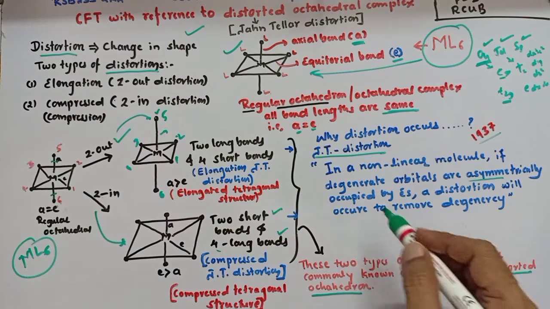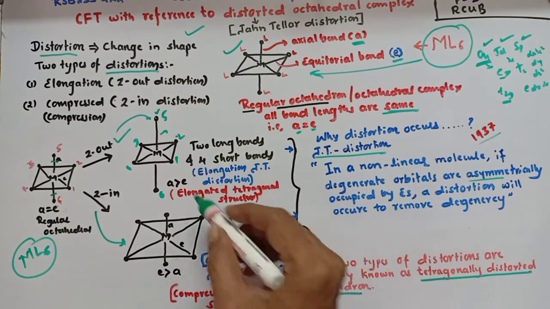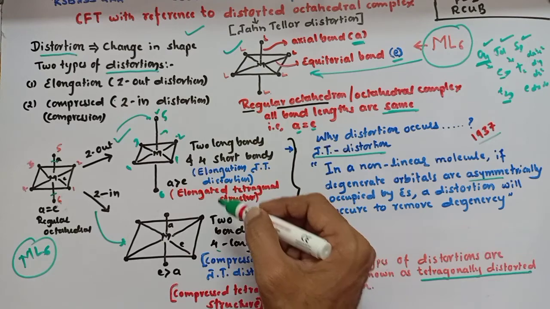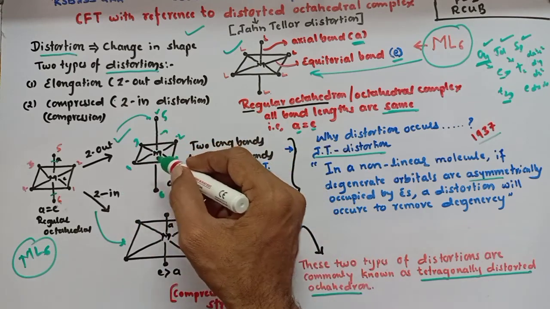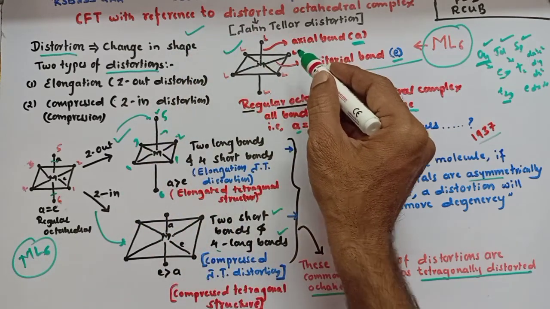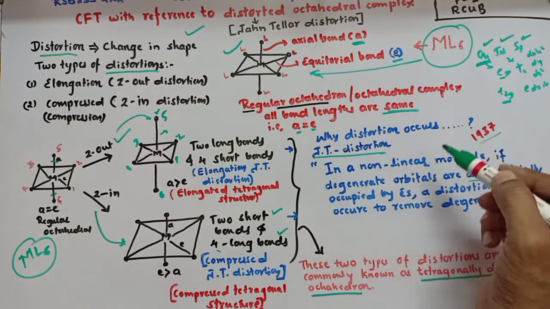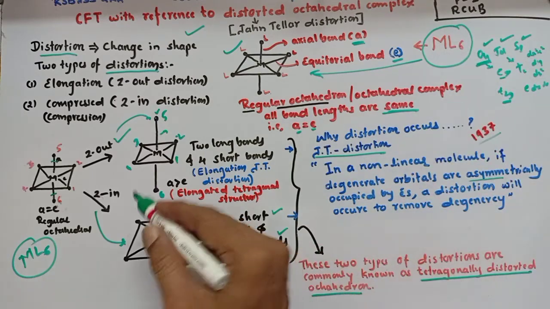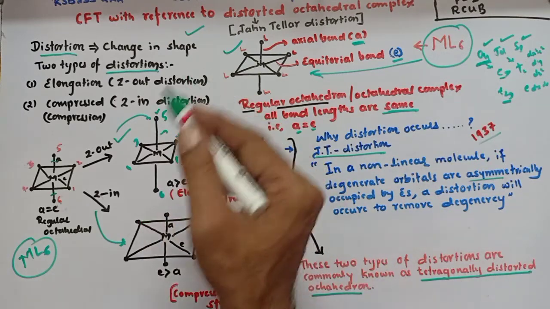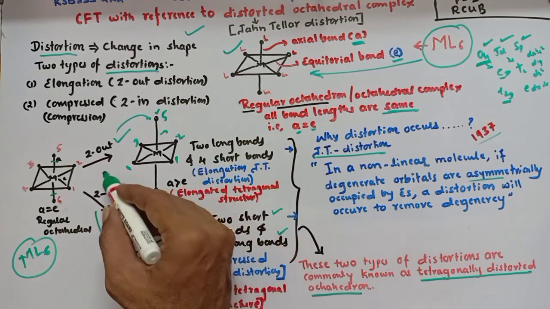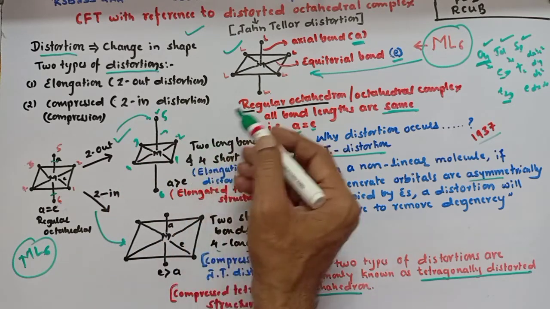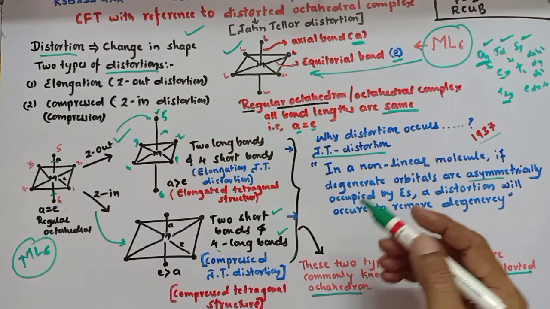But before that, we know that two types of distortion will take place, and in these two types of distortion, how the five d orbitals are going to split into different sets of orbitals, that we have to see first. So let us study one by one. That means crystal field splitting in case of Z-out distortion and crystal field splitting in case of Z-in distortion.